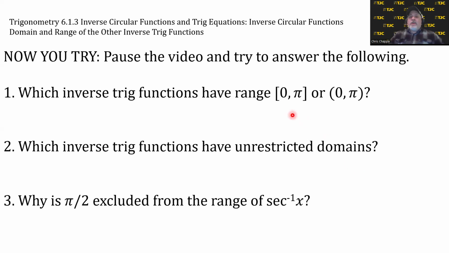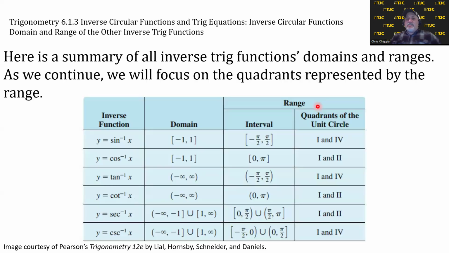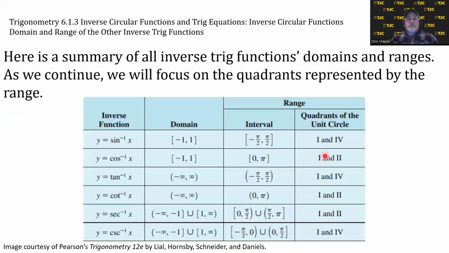Here's your fair warning if you haven't answered them yet. Solutions in 3, 2, and 1. Cosine inverse and cotangent inverse have these ranges between 0 and pi. That's easy to see here. 0 to pi, 0 to pi. Which inverse trig functions have unrestricted domains? Again, pretty easy. That would be these two.